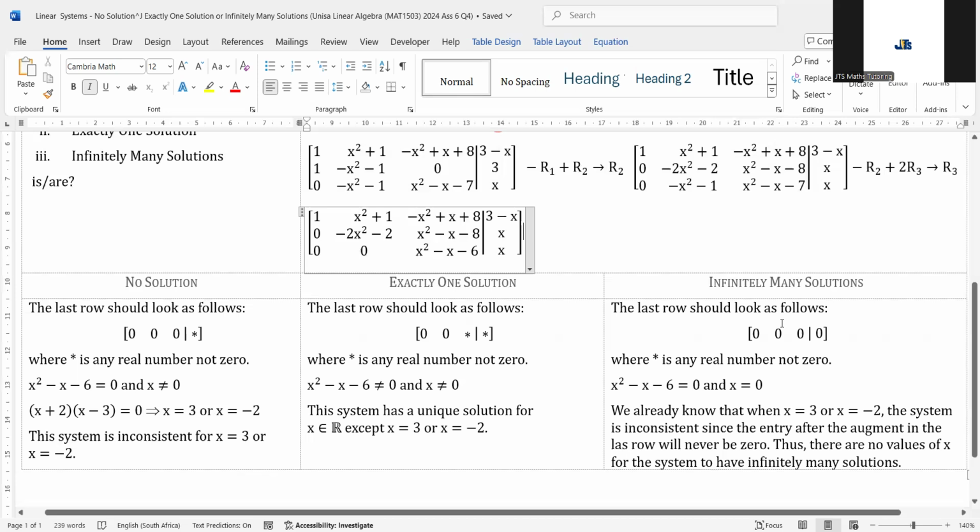Let's go to infinitely many solutions. So for it to have infinitely many solutions, this entire last row must be full of zeros. And we know it will have a 0 here when x is equal to 3 or when x is equal to minus 2. But when that is the situation, you can tell that this part here cannot be equal to 0. So we can actually see here that in our last row, this entry right here, after the augment, will never be 0 when x is equal to 3 or when x is equal to minus 2. Therefore, we conclude that there are no values for x for this system to have infinitely many solutions.